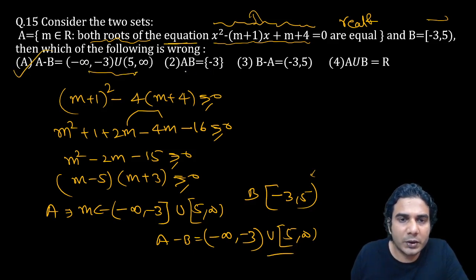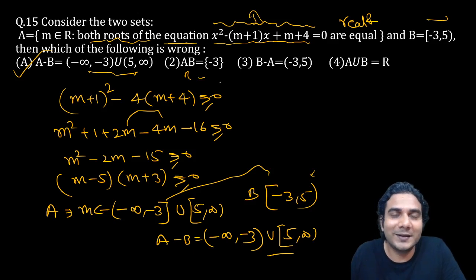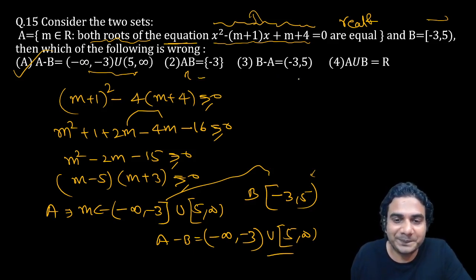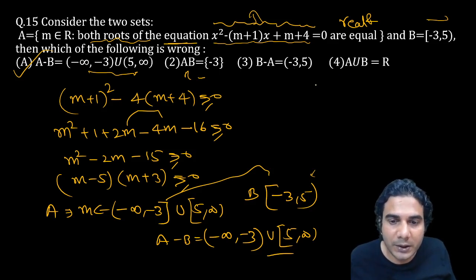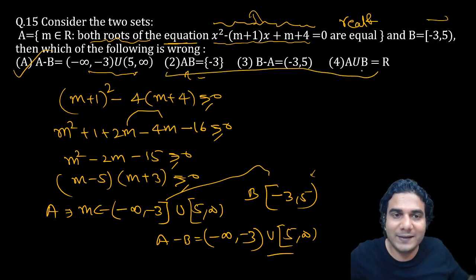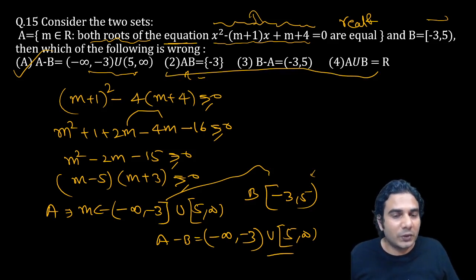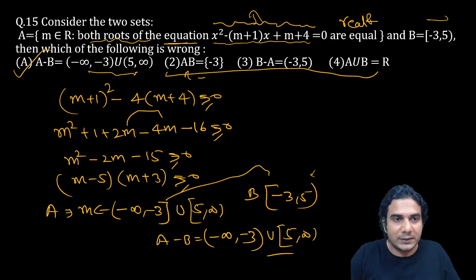You can check other options also. This was A intersection B. So A intersection B is what? A intersection B is minus 3 only. So this is correct, and correct means it is not the wrong option. All right, B minus A, similarly you can calculate, is correct, minus 3 to 5, because only minus 3 will be removed from B. So it will be minus 3 open to 5. And if you take A union B, yes, it is going to be R. So all the remaining options are correct. That means option A is wrong, because we need to find the wrong option. So A will be the right choice.